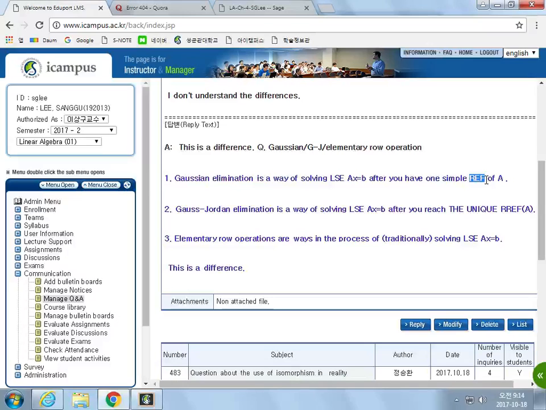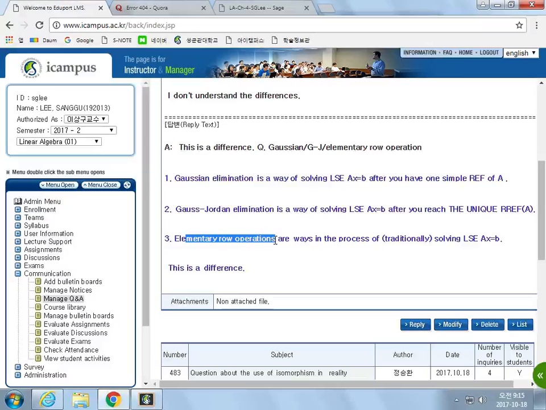Next, the Gauss-Jordan elimination method is a way of solving a linear system of equations AX equals B after you reach the unique reduced row echelon form of A. Then you can easily find what the free variables and the leading variables are. Then you can just point out the values of xi's, isn't it? Okay, that's the Gauss-Jordan elimination. You try to find the solution after you reach the RREF of A.